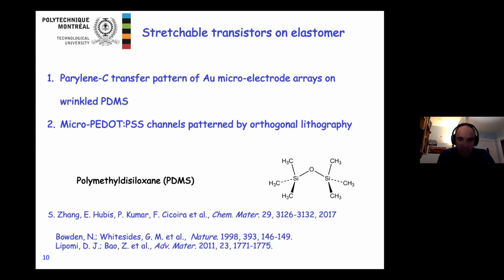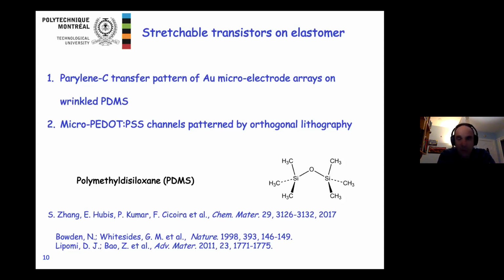So since the beginning, we used polydimethylsiloxane, PDMS, which is one of the most widely used elastomers for laboratory applications. It has several advantages. It can be tuned in thickness. Also, it can be found commercially and prepared in the lab. Of course, we are now looking also at other materials.